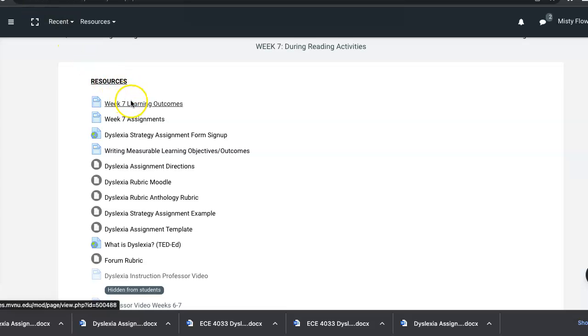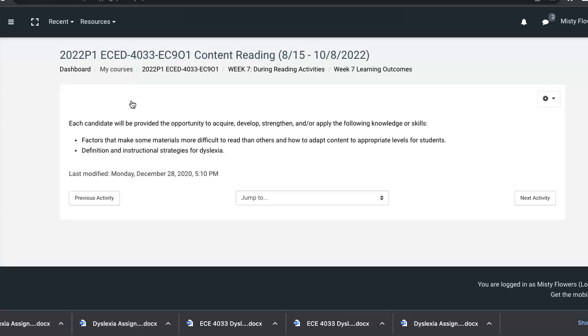By the end of week 7, you will be able to decipher factors that make some materials more difficult to read than others and how to adapt content to appropriate levels for students. Also, you will have formulated a definition for dyslexia and learned about instructional strategies for dyslexia.